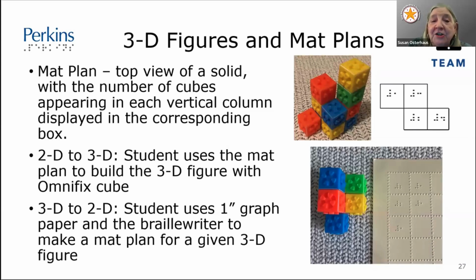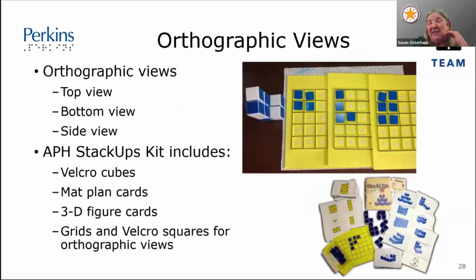Okay, how else can you do this? There's another, by the way, Omnifix cubes are relatively inexpensive, but they do cost real money. If you need APH federal quota money, go right to the stack ups here, which again, they have even more. Omnifix cubes don't come with everything I was showing you. You need the graph paper and so forth. The stack ups actually come with the map plans. As you can see, they're all beautifully laid out.